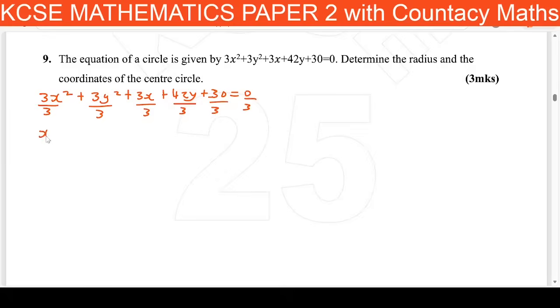So here we get x squared plus, divide by 3, you get y squared, plus, divide by 3 here, you get an x, plus 42 divided by 3, 4 by 3, 1, 3 by 12. Is it 4? You need to confirm that, because if you make any error at this stage, it's going to be really costly. Plus 30 by 3, that's going to give you a 10 is equal to 0. That's very good and very important.